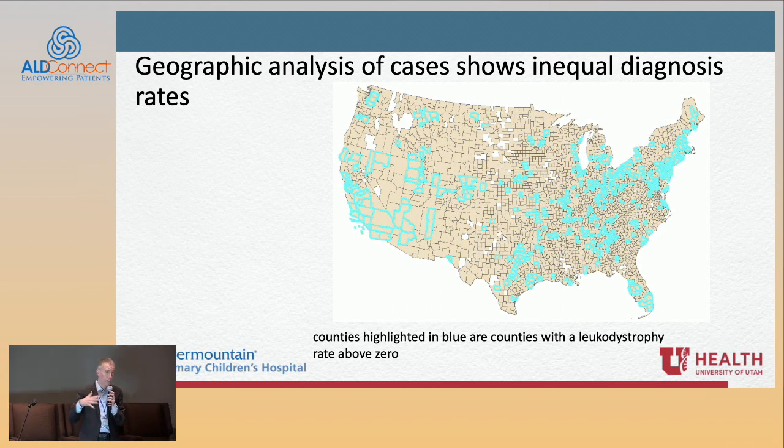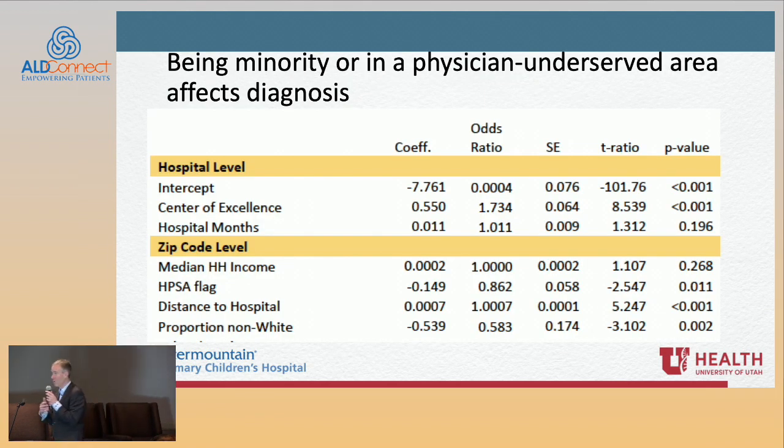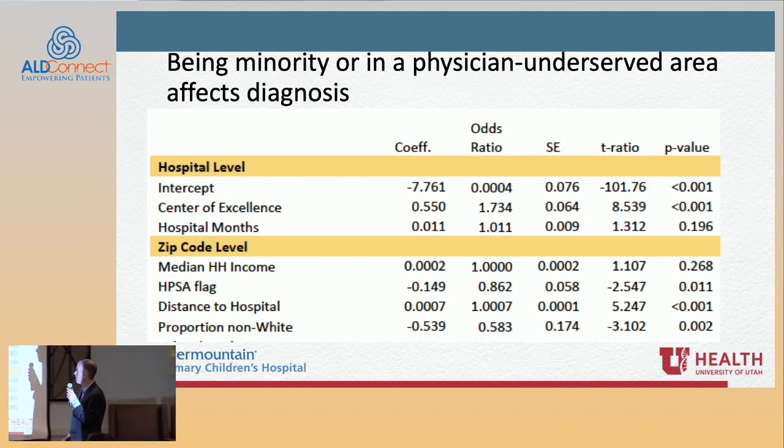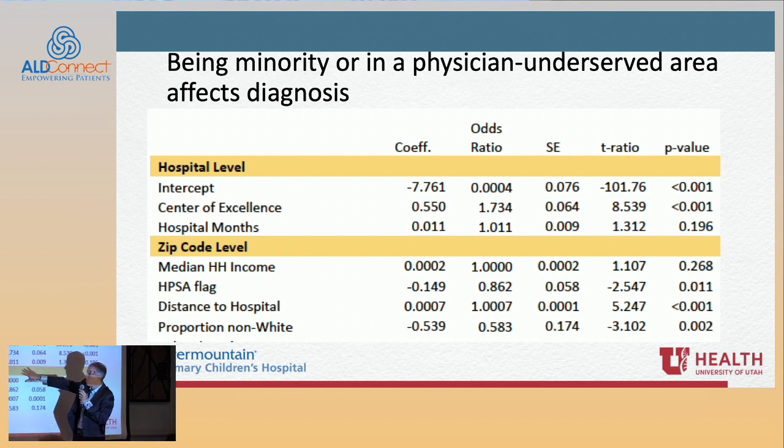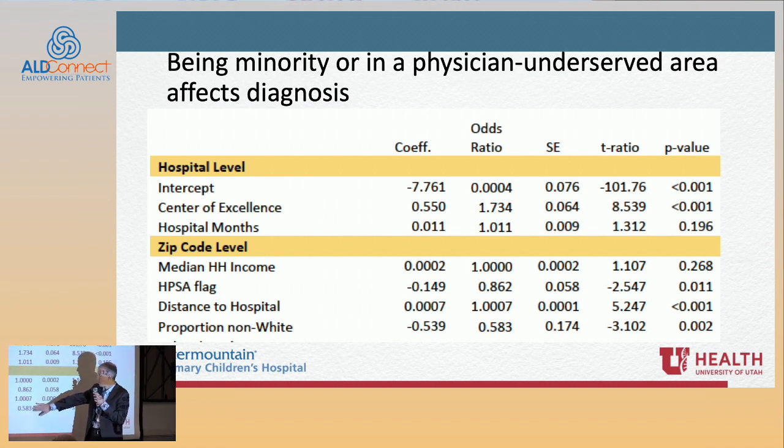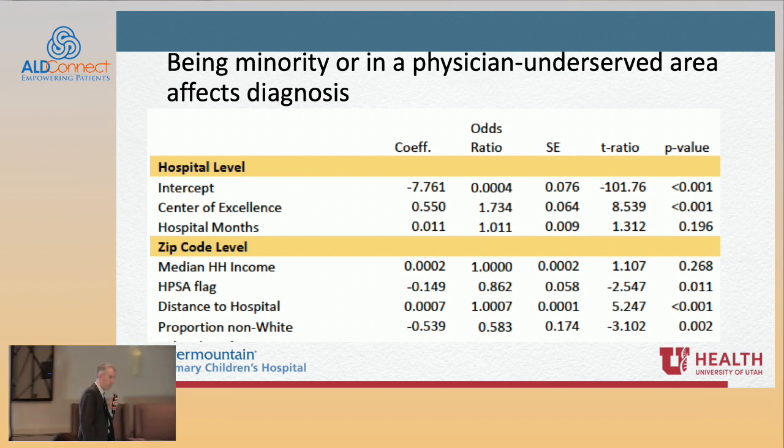We dove into this data and asked, can we understand why? What are the factors that lead to not being diagnosed? Why are we failing to make a diagnosis? Basically, if you're a minority patient, or if you're in an area with fewer physicians, those are factors that reduce your diagnosis rate. This is a little bit complicated, but this is the odds of being diagnosed with a leukodystrophy. If you're in an underserved physician area, called an HPSA, you're about three-quarters as likely to be diagnosed with a leukodystrophy. If you're a minority patient, you're about half as likely to be diagnosed. So we have problems with diagnosis based on your access to healthcare.